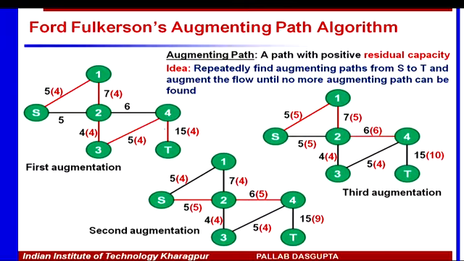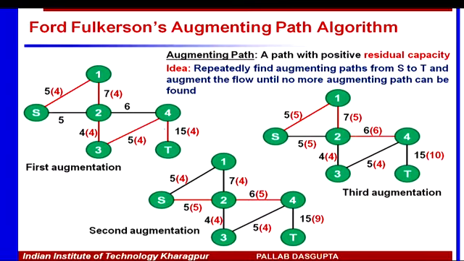Now the question arises. The algorithm as you can see is very simple. But the question is how many iterations are we going to need? And what is the complexity of each iteration? So what is the complexity of finding an S to T path? N log n. Is that right? All of you agree?